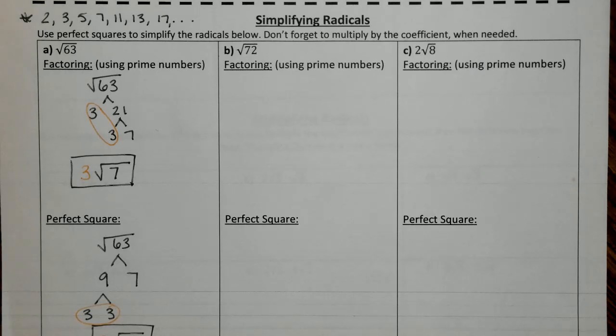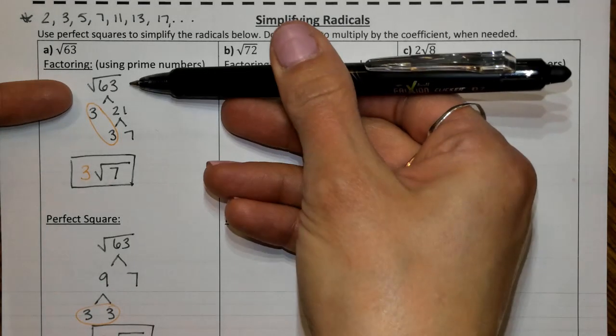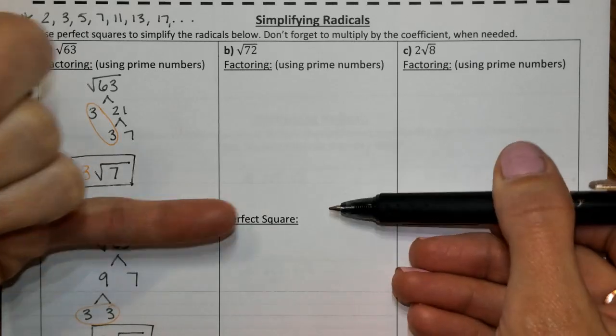On the next problem for the factoring using the prime numbers, I'm dropping off the perfect squares. Most students do not use that, but by all means, if you like that, please do use that. I'm going to show you what I call the division tower. We're going to start at the bottom and work our way up rather than the factoring right here.